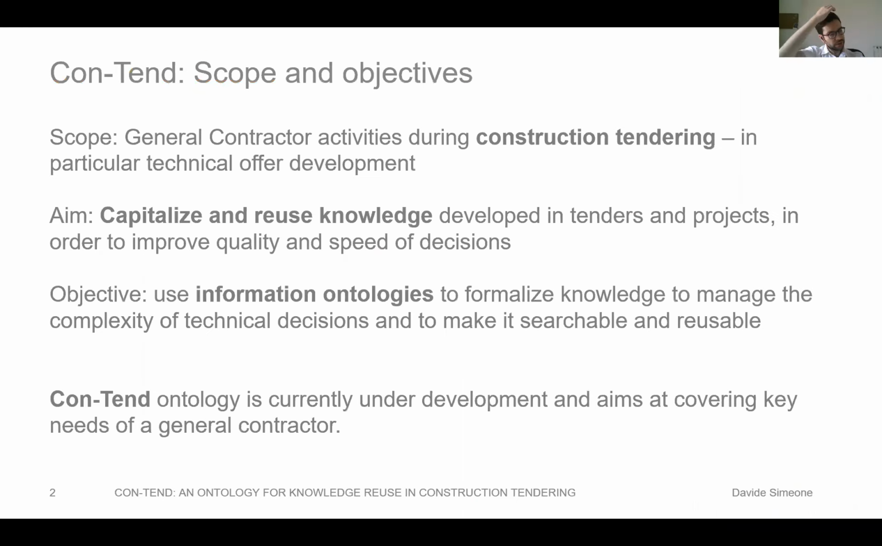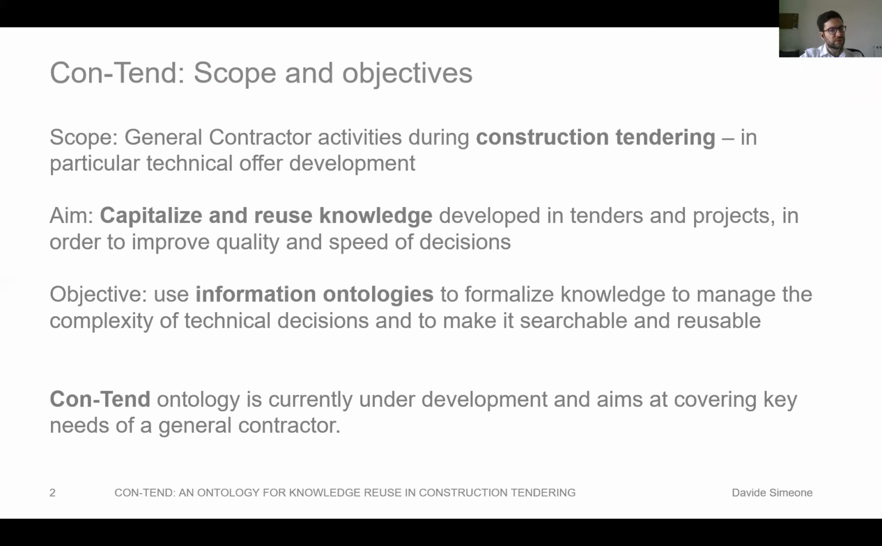So the scope of this research focuses on the construction tendering phase. It's a very delicate action for a general contractor, and in particular the development of a technical offer to a tender. The aim of this research is to capitalize and reuse knowledge shared and elaborated during the different tenders in order to improve quality and speed of decisions in this kind of actions.